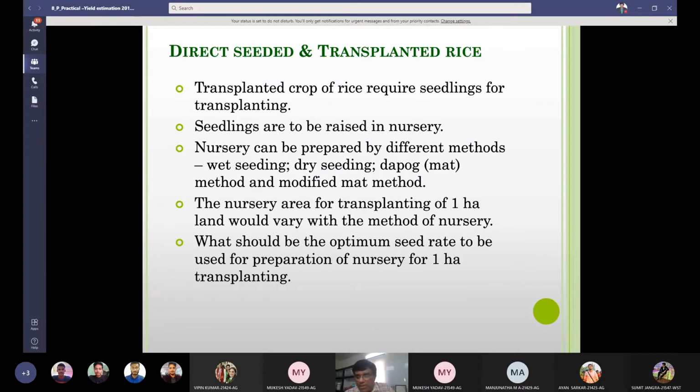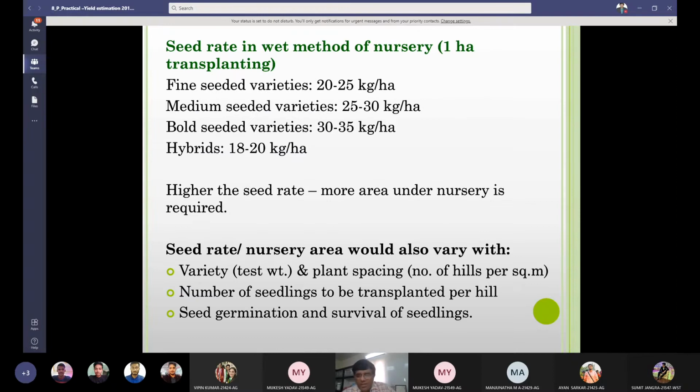What should be the optimum seed rate to be used for preparation of nursery for 1 hectare transplanting? If you are given a numerical, then you are given certain data related to rice seed, and you are asked to calculate the seed requirement for nursery to grow seedlings for 1 hectare or 2 hectare area. In this case, generally the values will be given to you for seed rate in the wet method of nursery. For 1 hectare transplanting, these are very general recommendations.